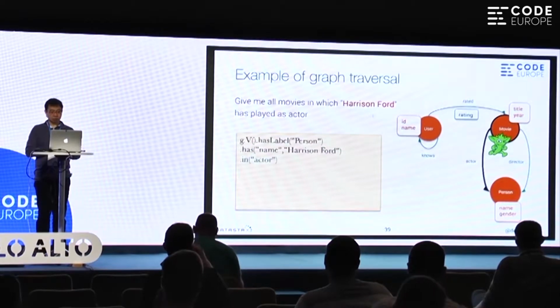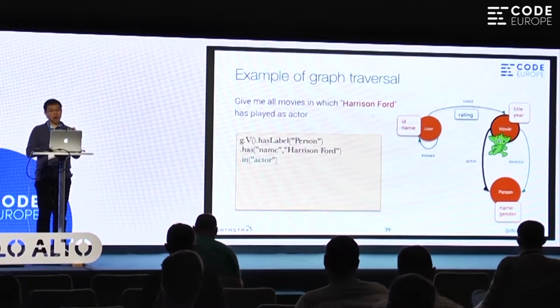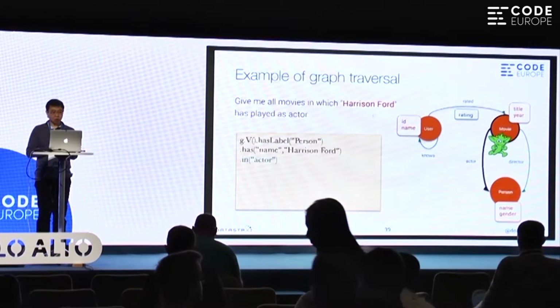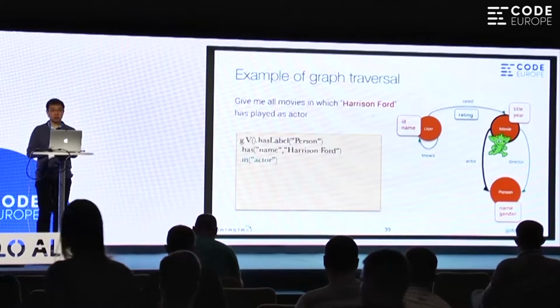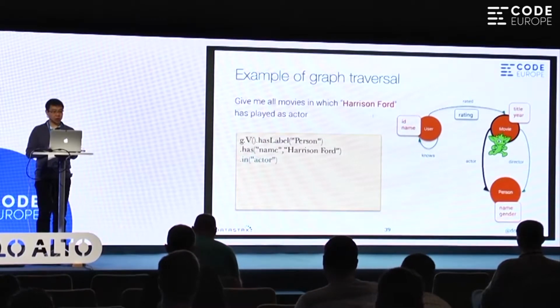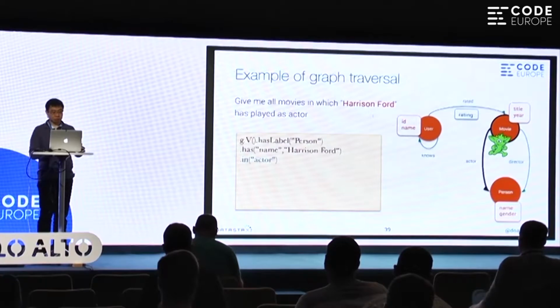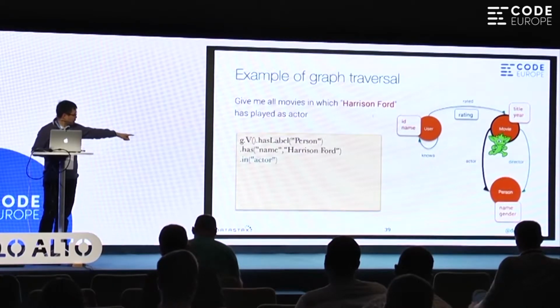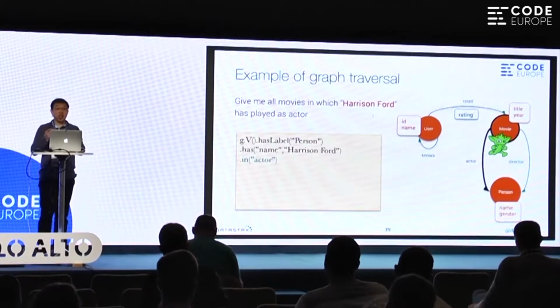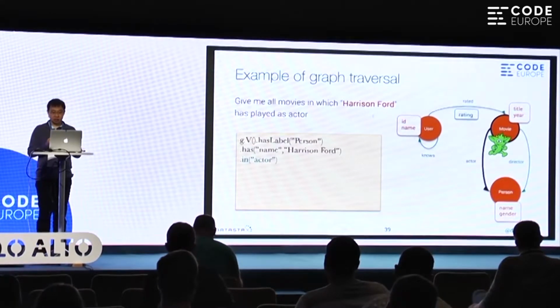Now, I have found my Harrison Ford person. I want to fetch all the movies in which Harrison Ford has played as an actor. So it is very simple. I traverse from person to movie using the edge actor. The step here, in, means incoming edge. I want to navigate from person to movie using the incoming edge.